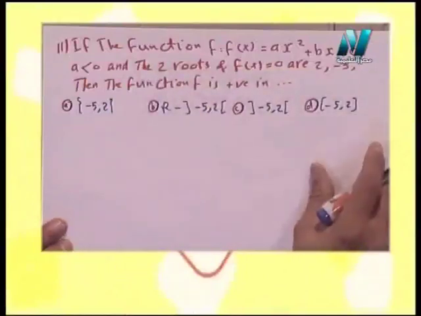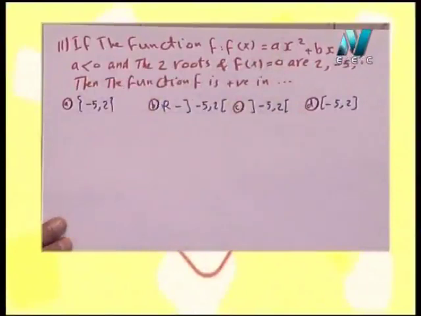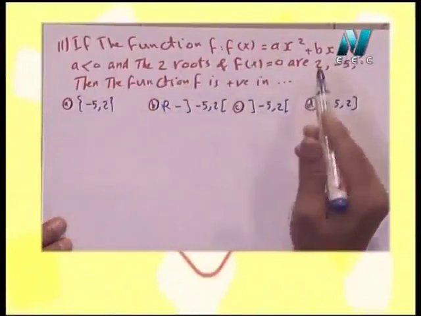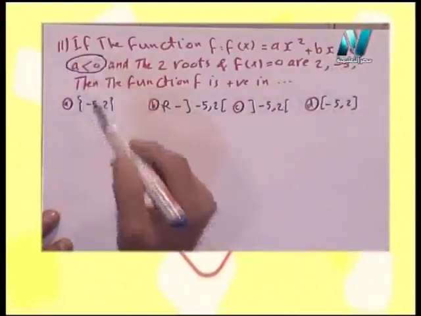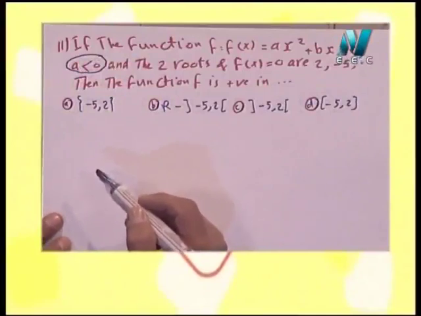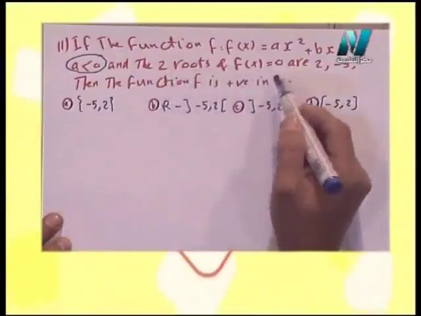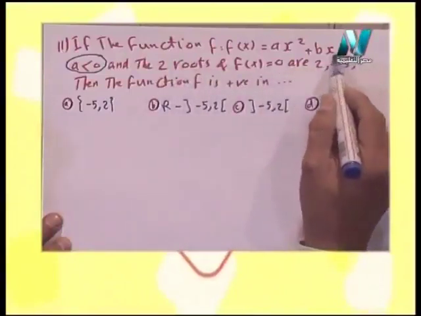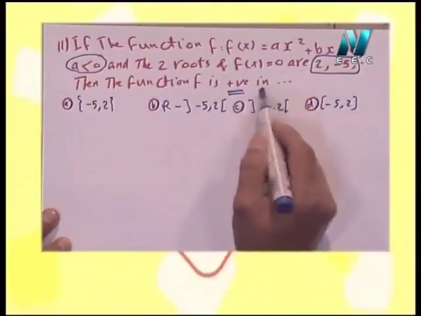Let's move to another question. We have another question here, number 11 for you. If the function f(x) equals ax^2 + bx + c, and a less than 0. A less than 0 means a is negative. And the two roots of f(x) = 0 are 2 and negative 2. Then the function f is positive in what interval?